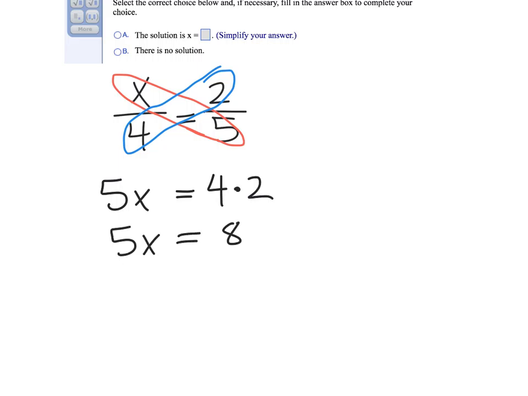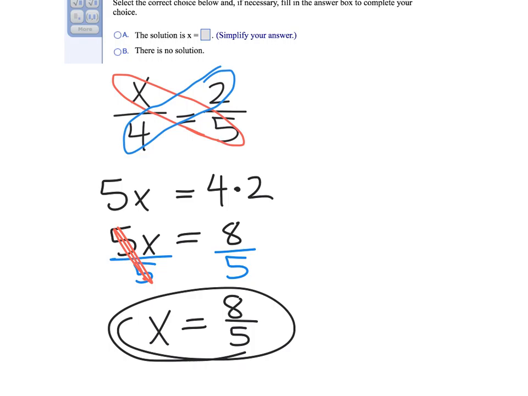And then we can use division. We'll divide both sides by 5. So the 5's cancel, leaving us with x is equal to 8/5. And that is our answer. And you're going to put that in your little box.